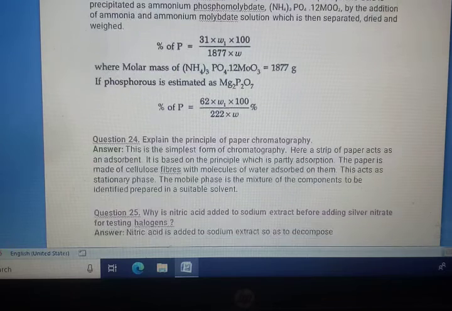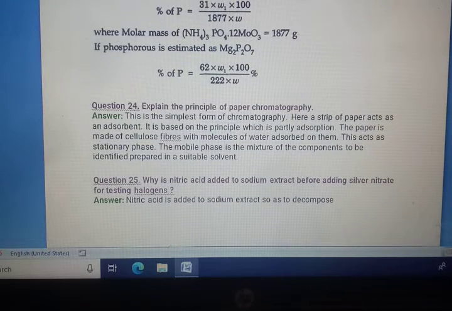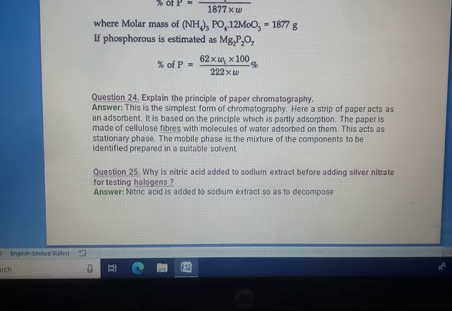Now we are moving towards the principle of chromatography. This is the simplest form of chromatography. Here a strip of paper acts as an adsorbent. It is based on the principle of partial adsorption. The paper is made of cellulose fiber which the molecules of water absorb. On them, the water acts as a stationary phase. The mobile phase is the mixture of the components to be identified, prepared in a suitable solvent.